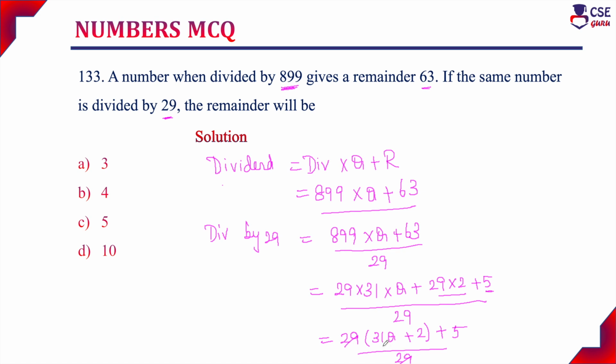So if you take this one, this is nothing but the quotient and 5 is nothing but the remainder. Okay, so if the same number is divided by 29, the remainder will be 5. The correct answer is option C, 5.